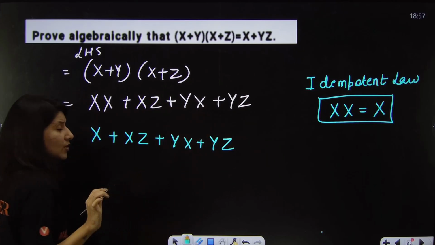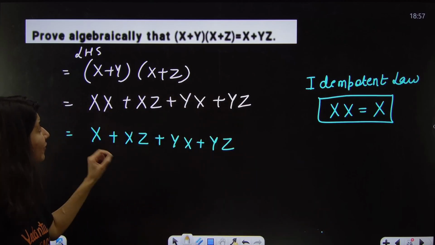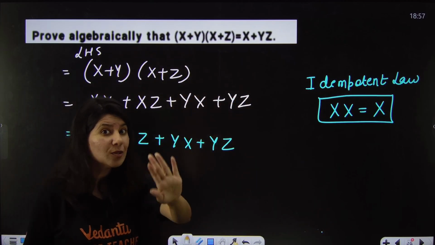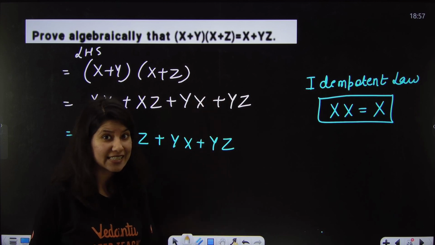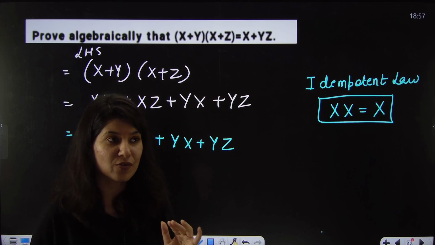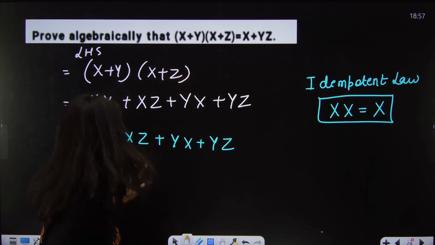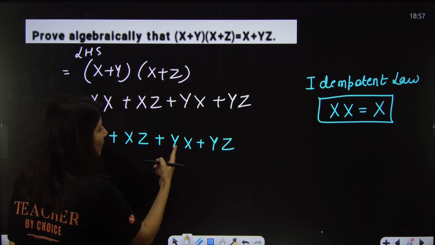Okay. Now same, you can take common. This will help you. Definitely any expression you will get, you will be able to prove if you understand this nicely, and De Morgan's law as well. So this is my homework from my side. Prove De Morgan's law after you understand this. Okay. So x plus xz, yx plus yz.